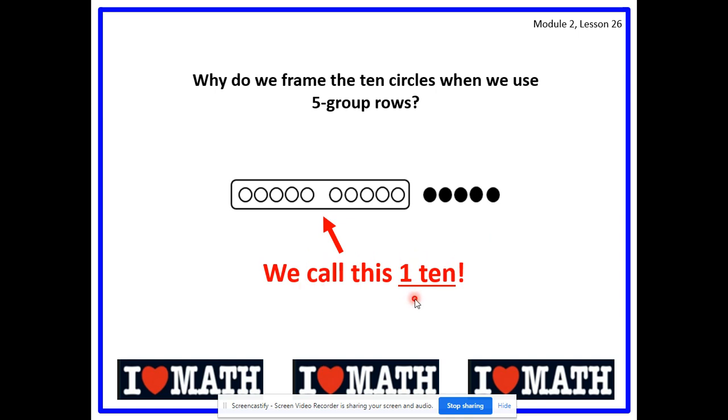What do we call this? Get ready. Yes, because it's one group of 10. Can we make another group of 10 with these circles? Get ready. No, we cannot because there's only 5 circles. So we cannot make another group of 10. So there's only 1 ten.